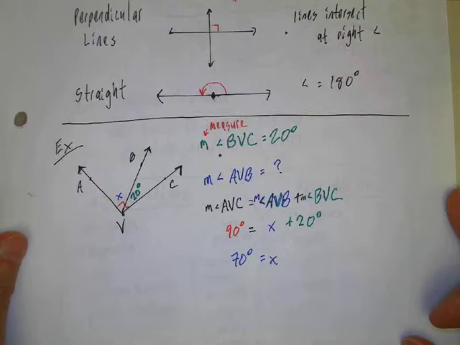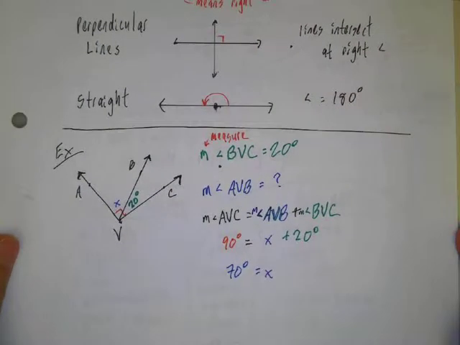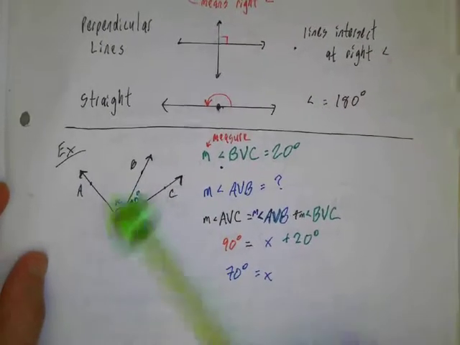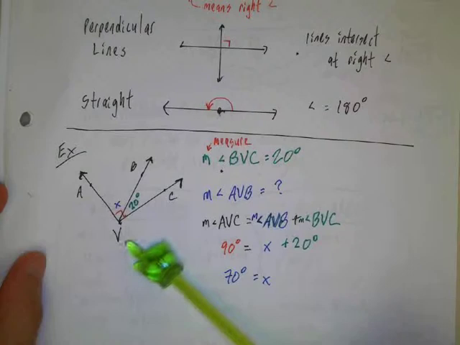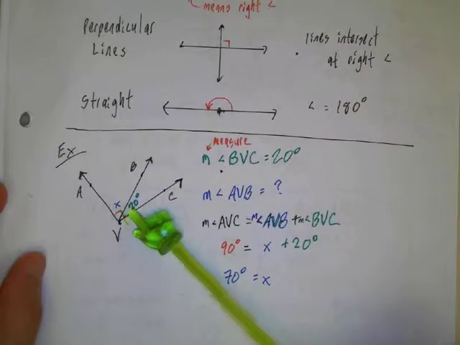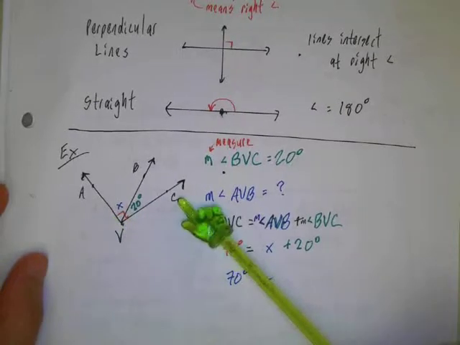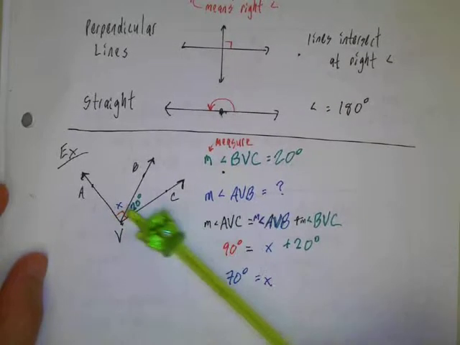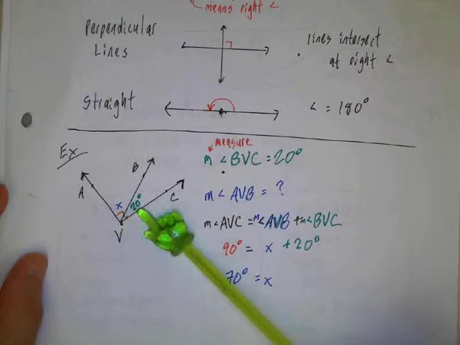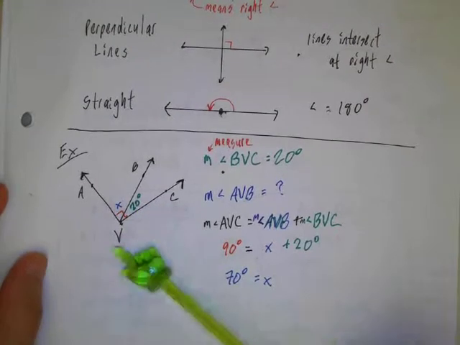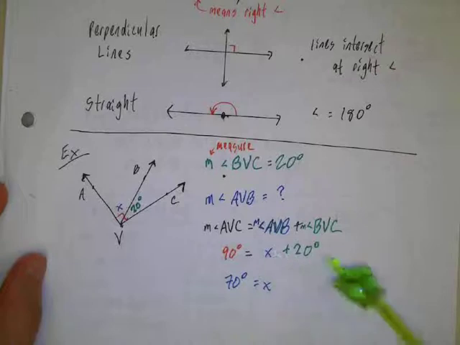Now we did some examples, and examples were very similar to the segment addition postulate in that you look at the picture, see what story it's telling you. And so in this case, it's telling you this is a big 90-degree angle, AVC. And it's made up of 2 smaller angles, x and 20. So that 90-degree angle equals x plus 20, so x is 70 degrees.